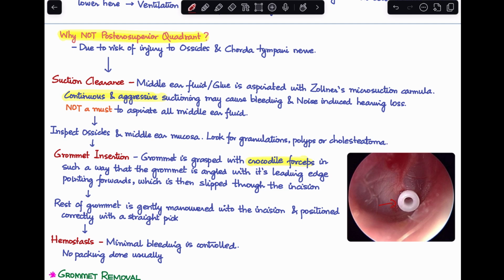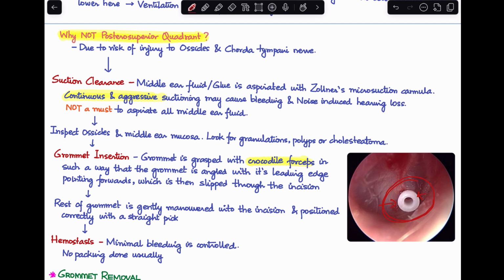Now, as you've put the inner flange inside, you slowly take a straight pick and correctly position the grommet so that it can lie like this. So you see the outer flange, and the inner flange lies in the middle ear through the tympanic membrane. After the grommet has been adequately placed, you make sure that there is hemostasis. If there is any minimal bleeding, you control it, and usually no packing is required over here.